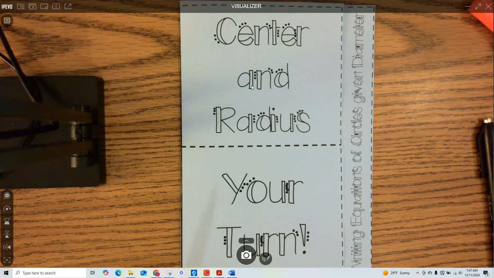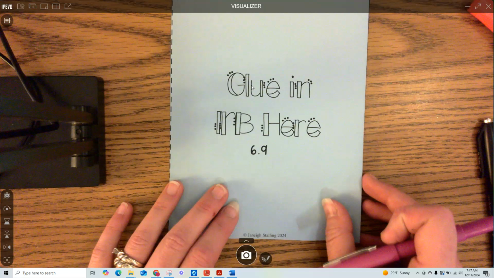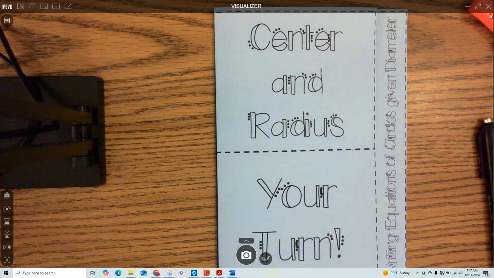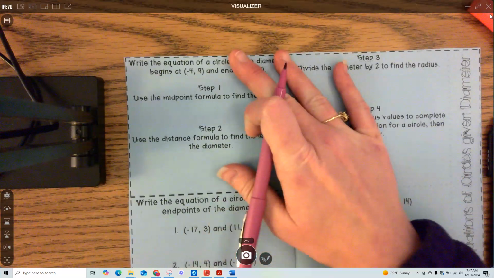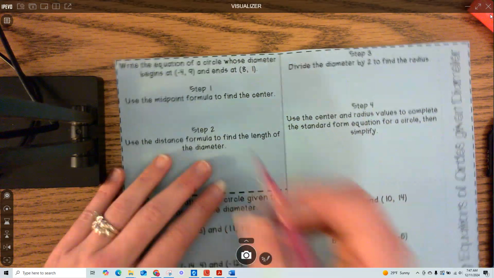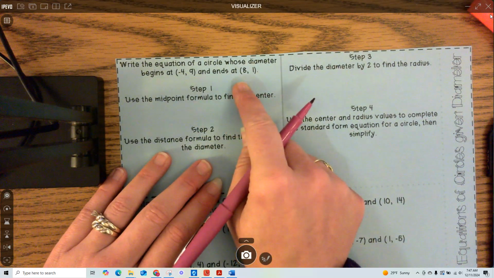This video is for writing equations of circles given the diameter. This is going to be lesson 6.9. This is the last lesson of the unit. So we're going to start with the center and the radius. Write the equation of a circle whose diameter begins at (-4, 9) and ends at (8, 1).